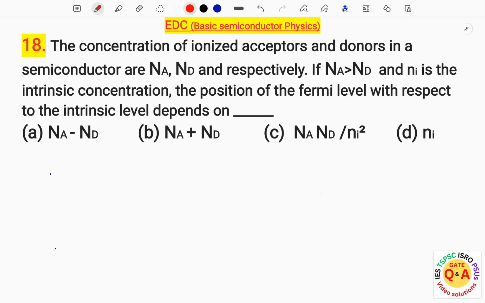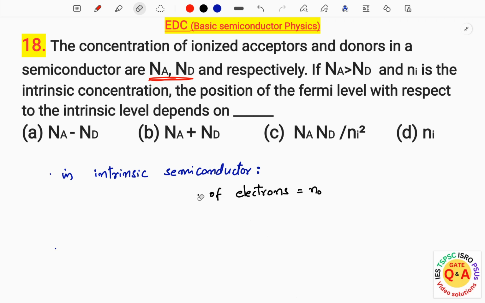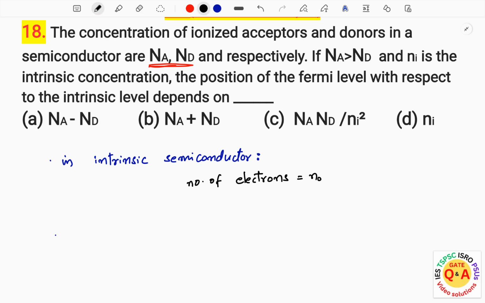There is a pure semiconductor first, in which there is no addition of Na or Nd. In that case we will see first. If it is a pure intrinsic semiconductor, the number of electrons is equal to N0, and the number of holes is equal to P0.